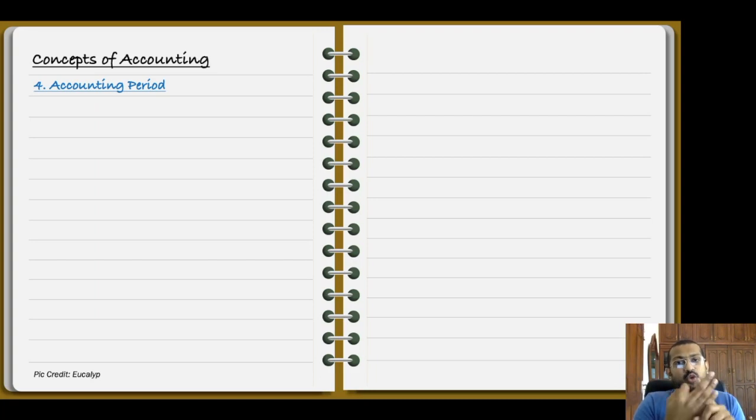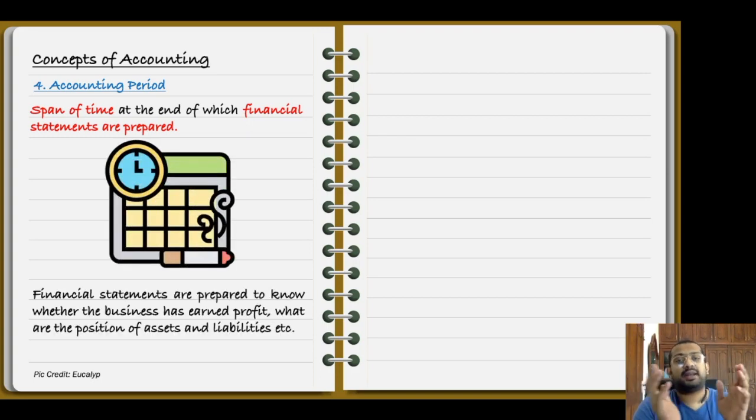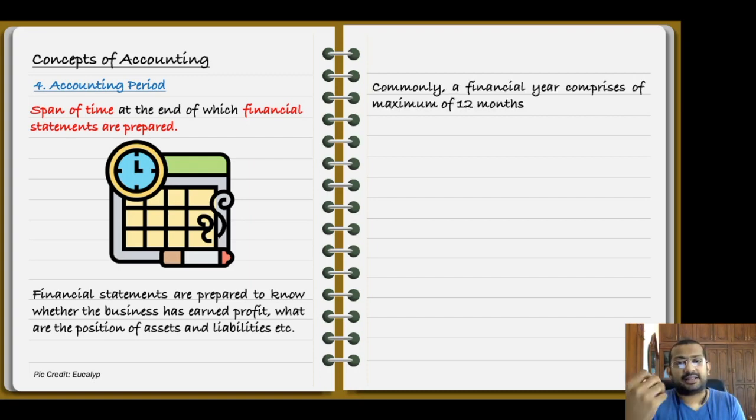These three statements combined are called financial statements, and they are prepared for a specific span of time, which is known as the accounting period. Mainly, people prepare financial statements for a financial year. A financial year typically comprises 12 months starting from 1st April in a year and ending on 31st March of the next year. For example, financial year 2021, which is running right now, started on 1st April 2020 and will end on 31st March 2021.